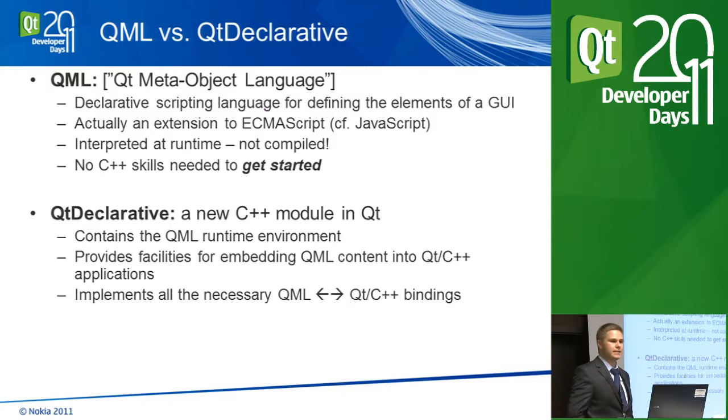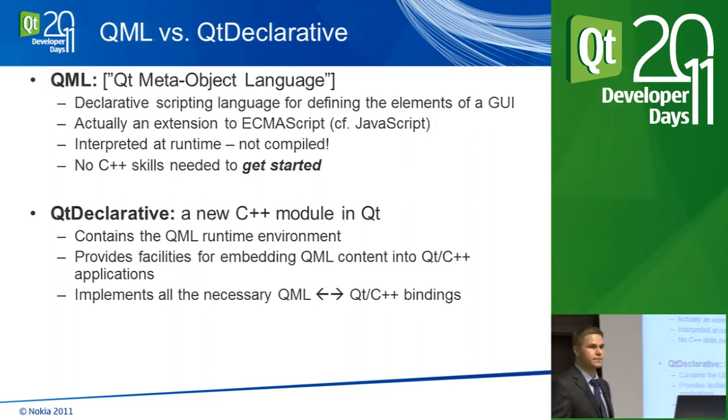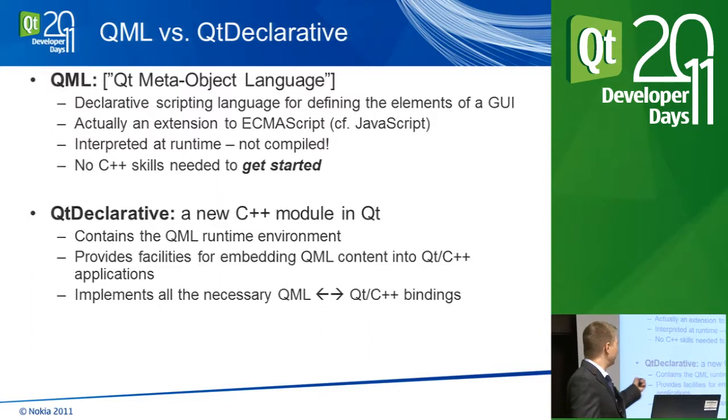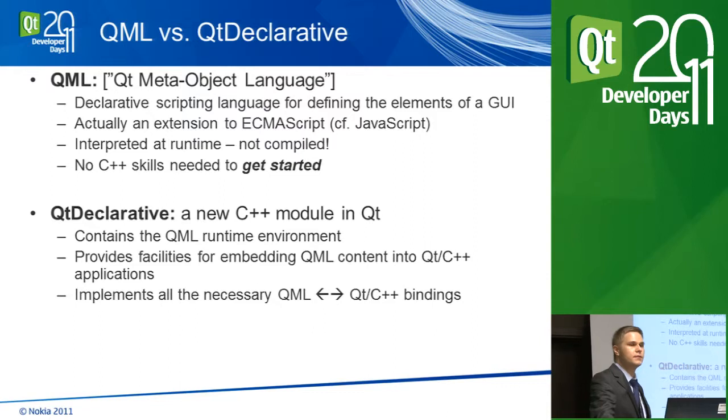This code is interpreted at runtime. It's not compiled. That means that you can implement interesting dynamic user interfaces, creating new components at runtime, instantiating them at runtime freely. That's JavaScript. And you don't need C++. You don't need to know C++ to get started with QML.